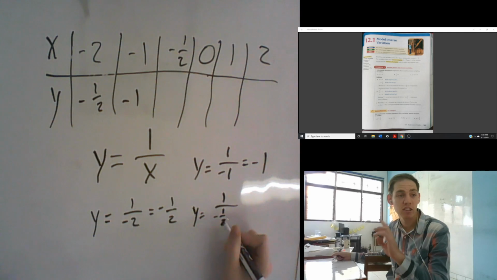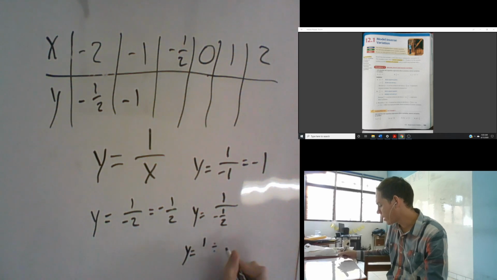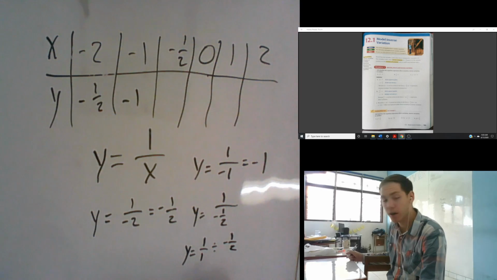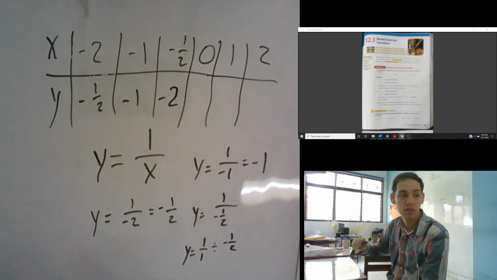This denominator is going to switch. So we're going to get y equals 1 divided by negative 1/2. What's 1 divided by 1/2? Well, that's negative 2. Okay?